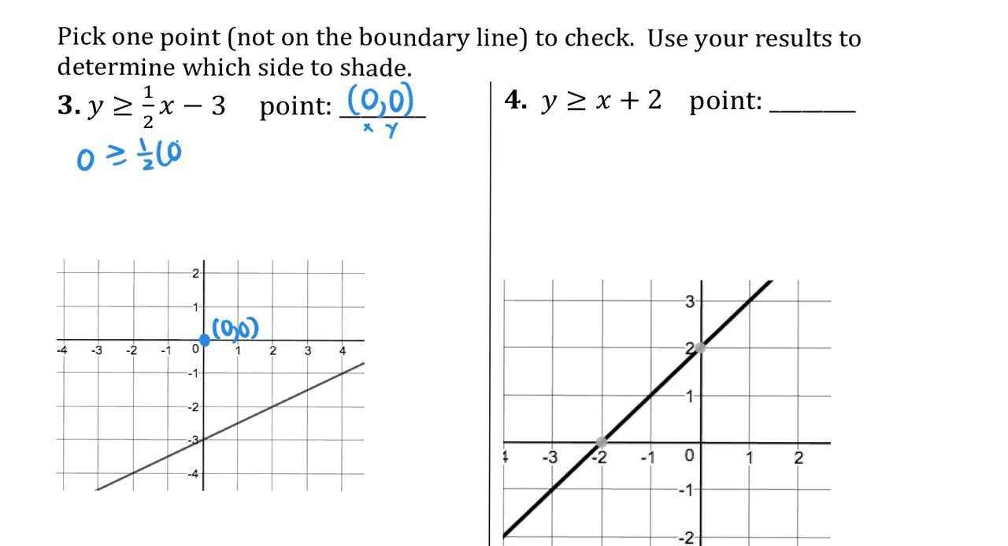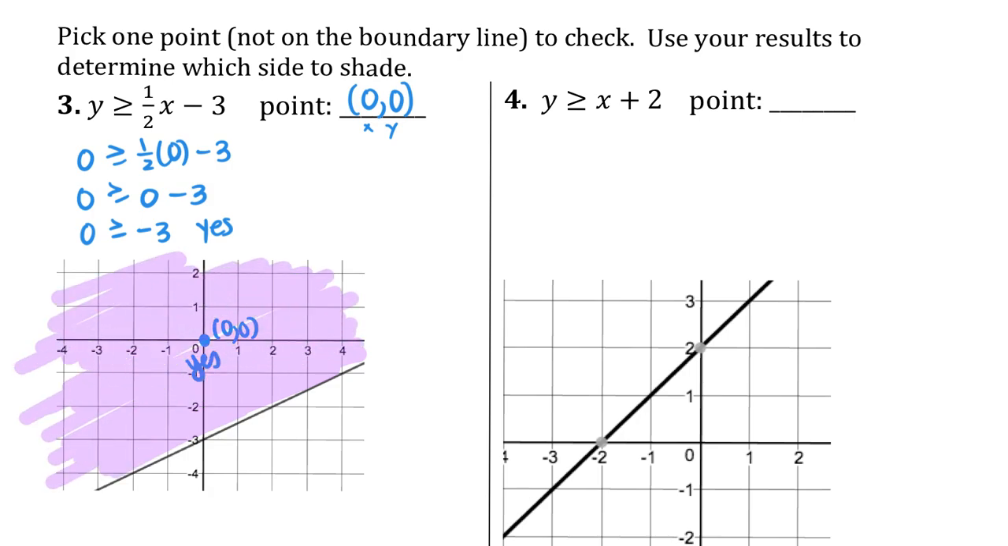1/2 times 0 minus 3. The reason I like 0 is because right now I have to do half times 0. If I do anything times 0, I get 0, so I don't have to really worry about the fraction. Now I'm going to see, is 0 greater than or equal to 0 minus negative 3? Why, yes, it is. So where 0 is, yes, that side should be shaded. So from the line up, I'm going to shade that side. If I had picked any other point on that side, I would have gotten yes. If I had picked any point on this side, I would have gotten no.